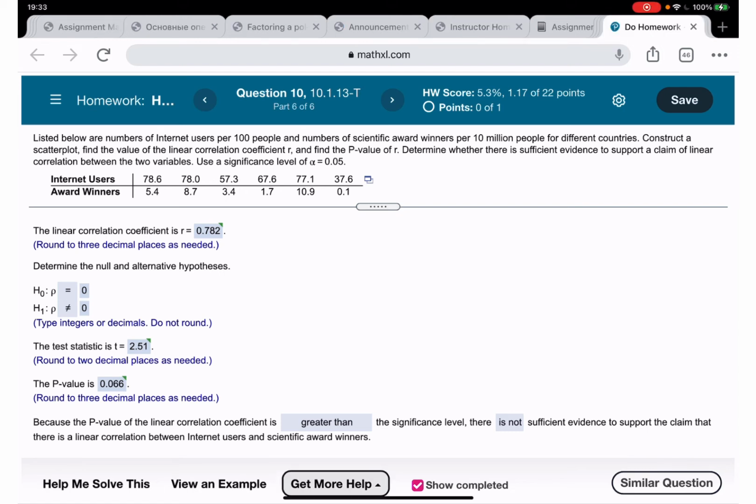So since we reject alternative hypothesis, then we say, because the p-value of the linear correlation coefficient is greater than the significance level, there is not sufficient evidence to support the claim that there is a linear correlation between internet users and scientific award winners.